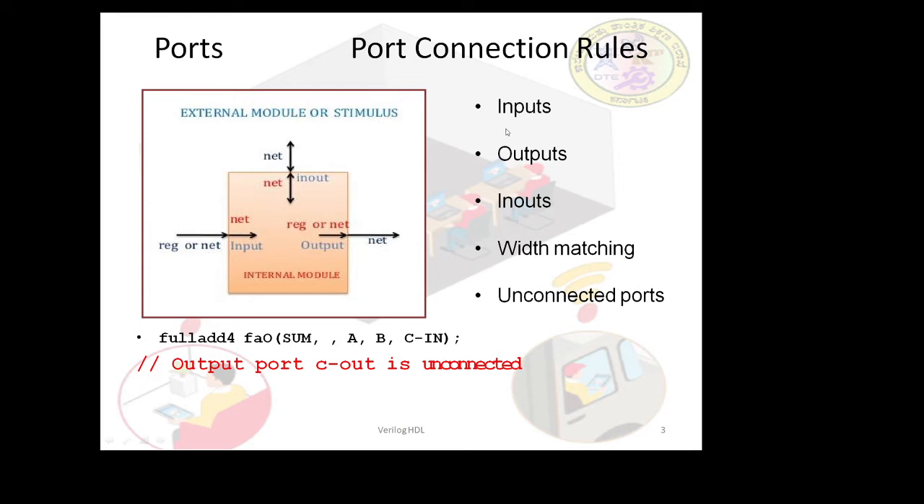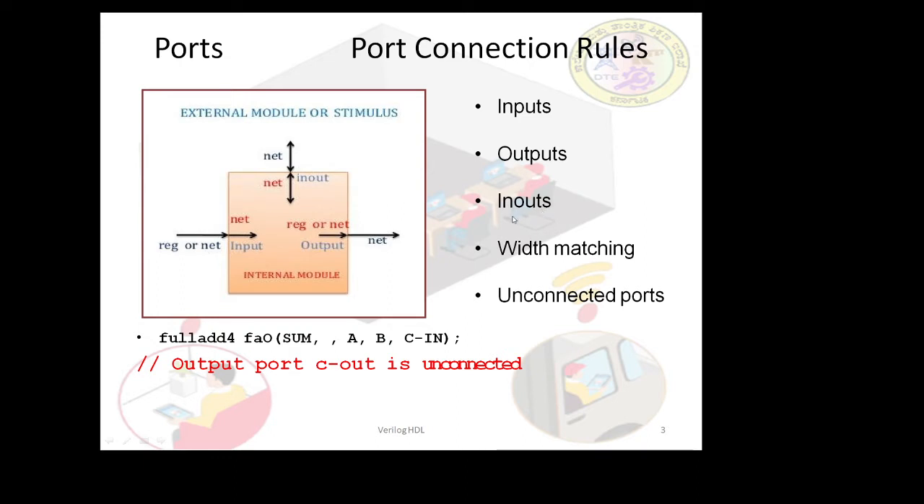So the inputs: internally, the input ports must always be of type net, and externally the input port can be connected to a variable, which is a register or net. Coming on to the outputs, internally an output port can be either of type register or net. Externally, output must always be connected to a net. They cannot be connected to a register. They must always be connected to a net.